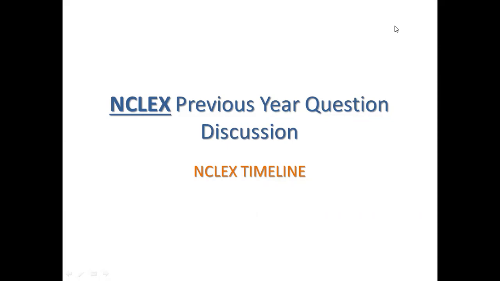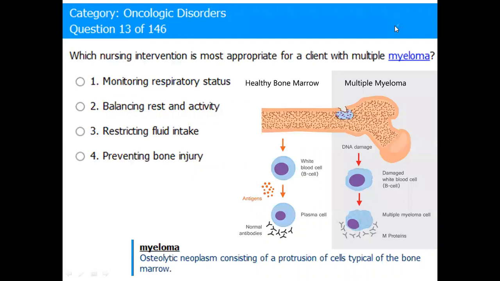Here, I'm going to discuss a few questions that already came in the previous NCLEX board. Let me explain with explanation. The first question is here. Which nursing intervention is the most appropriate for a client with multiple myeloma?